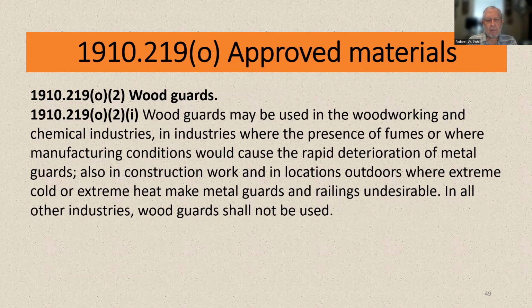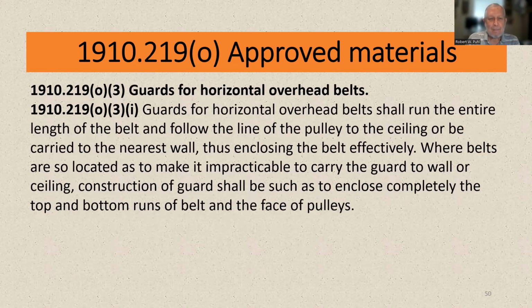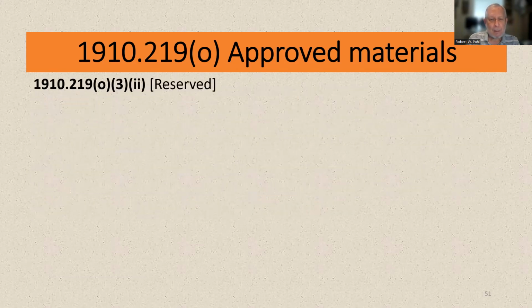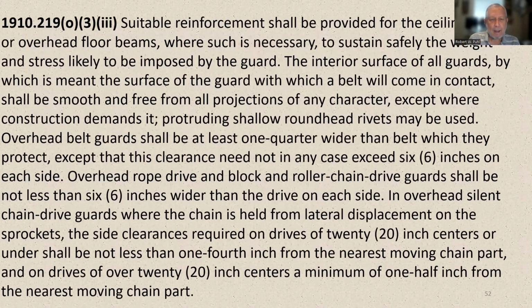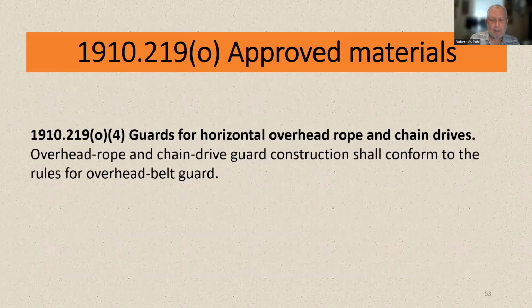Okay, in industry, the presence of fumes is going to mess up metal. I don't think I want to be working there. I would assume you'd have a lot of other protections, but if the fumes are so bad, it's going to deteriorate the metal. What's it going to do to your lungs? And overhead belts, don't worry about that. And I am not going to read all that stuff because that's just about these same things.